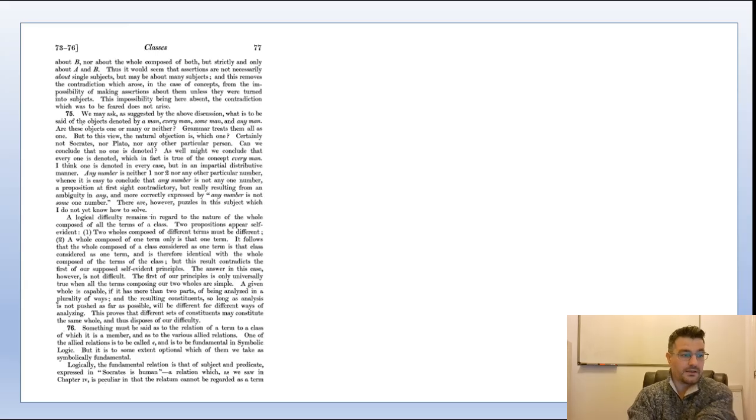So we can take either of these as logically fundamental, and we can define the one in terms of the other. So Russell tends to take membership as logically fundamental. Logically, the fundamental relation is that of subject and predicate expressed in Socrates as human, a relation which, as we saw in chapter 4, is peculiar in that the relatum cannot be regarded as a term in the proposition.